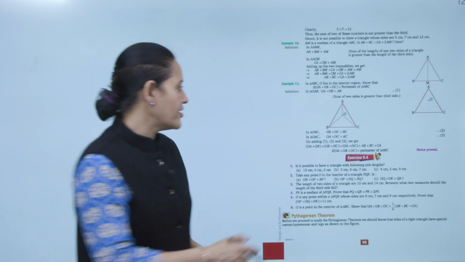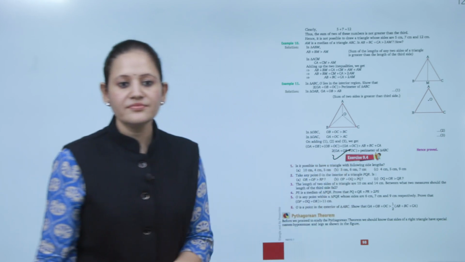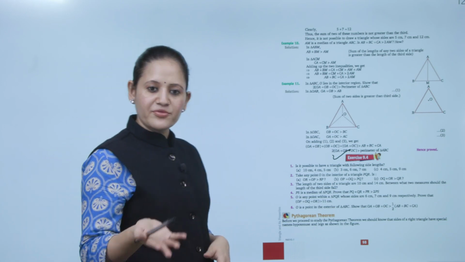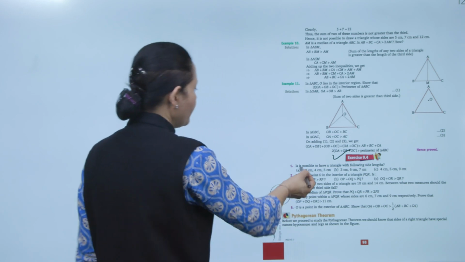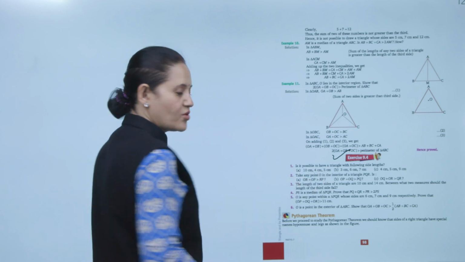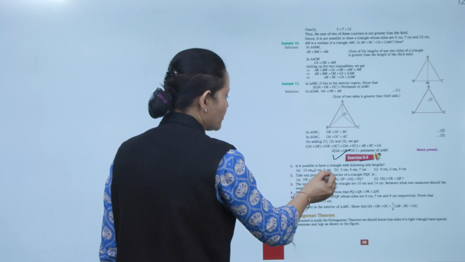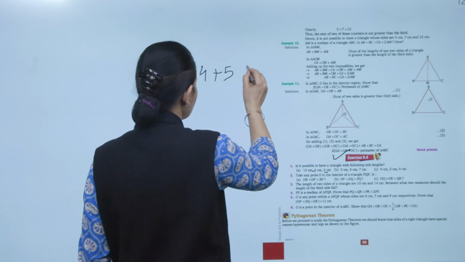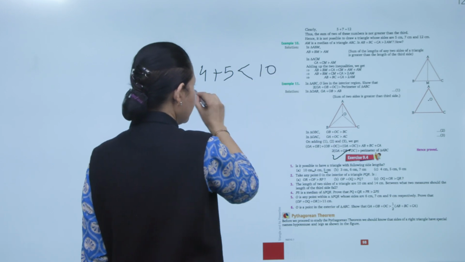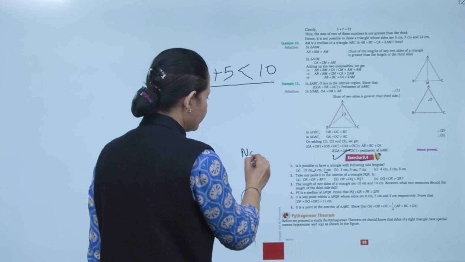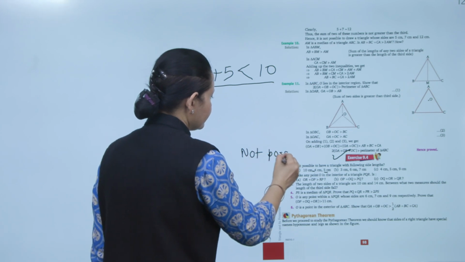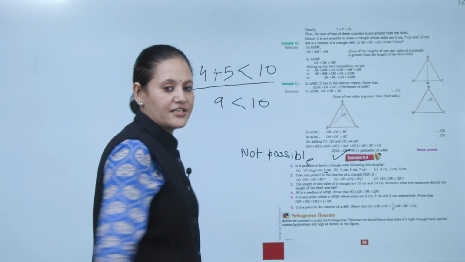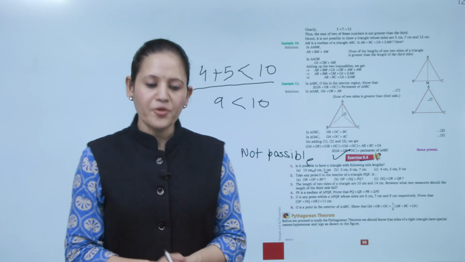Next is exercise 9.4. Is it possible to have a triangle with the following side lengths? So, as we know, the sum of two sides will be greater than the third side. So, we can check by taking the two smaller sides. 4 plus 5, that is not greater than the third side, that is 10. So, the triangle is not possible, because that is 9 and that is less than the third side. Clear?